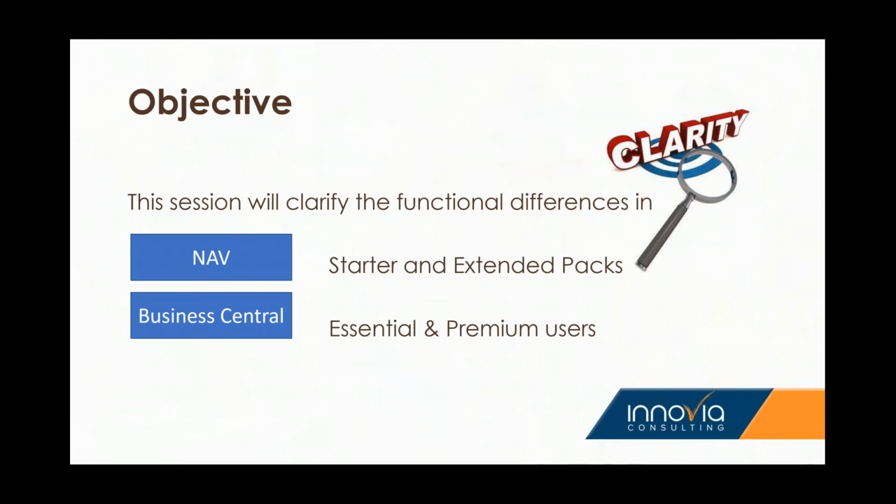Now, please keep in mind that if you are running on NAV and you have an on-premise or a perpetual license, you can continue to purchase additional functionality and users as long as you are current on your maintenance. However, any new customers can no longer purchase NAV. They can only purchase Business Central. But it's important to note that Business Central is built from NAV, so it is very NAV-like. Today, we're going to review the levels of functionality between the starter and the extended packs for NAV and the essential and premium user within Business Central.